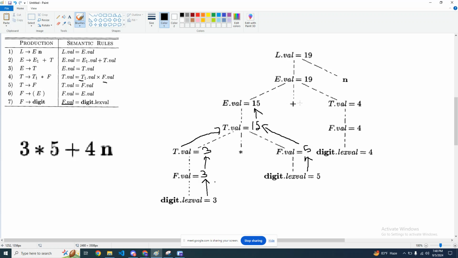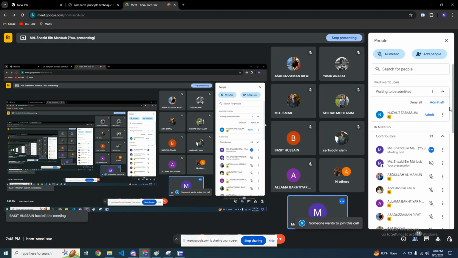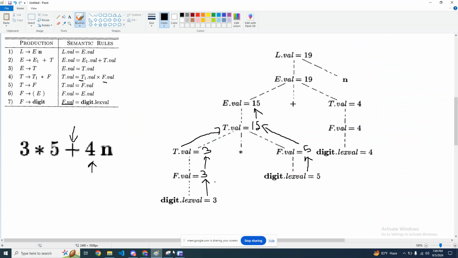Again, if you traverse, the next node is this, and it will go from here to here, and the next node is digit dot lex, right? So we have gotten the plus. Our next node is digit dot lexval, which has a corresponding value of 4. Okay, so here it put the value 4, and next our node is F dot val, right?